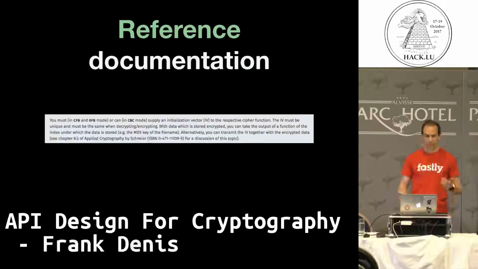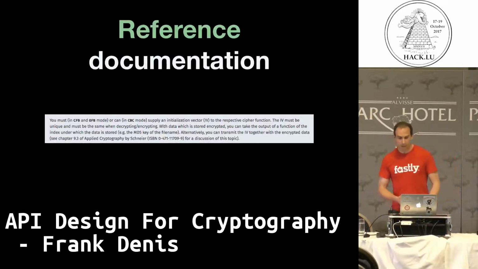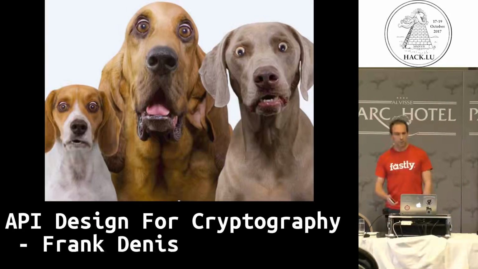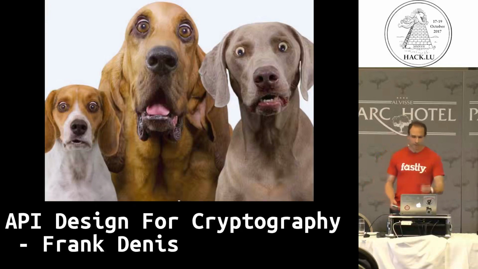Well, let's look at the documentation. Well, in CBC mode, you may supply an IV, and to get it, maybe you can just use MD5 of the file name. This is a terrible, terrible, terrible advice. And this is in the official documentation of the library everybody recommends, which hasn't been maintained for a very long time. This is really, really sad.